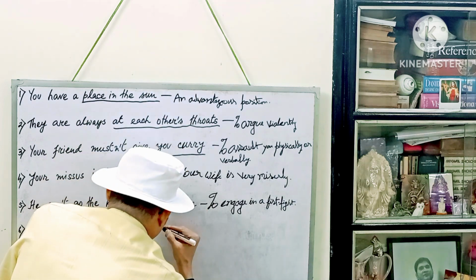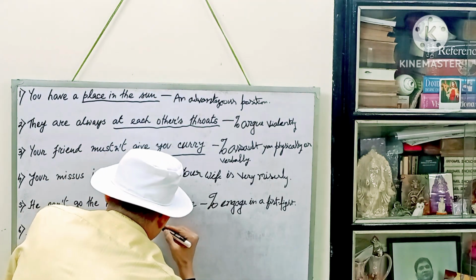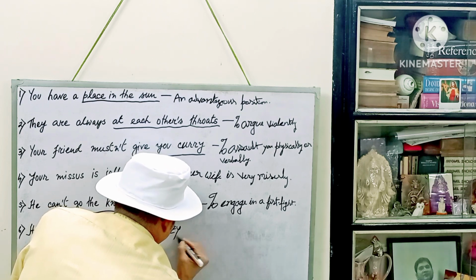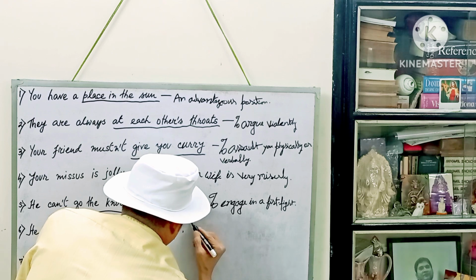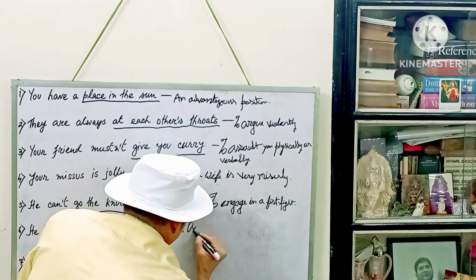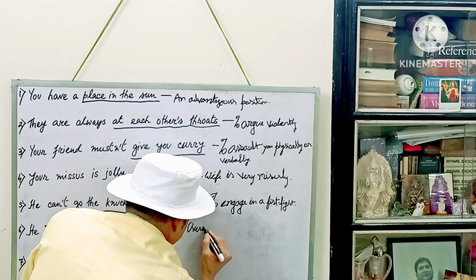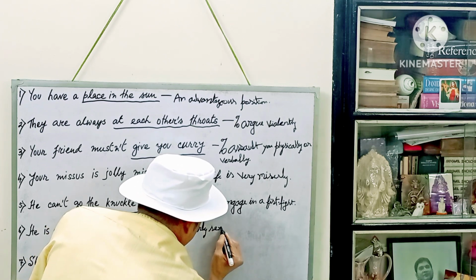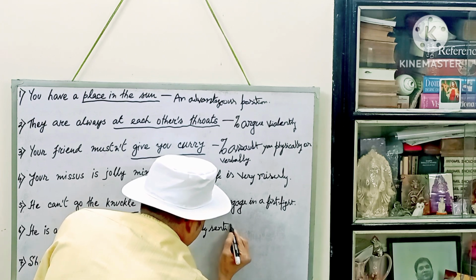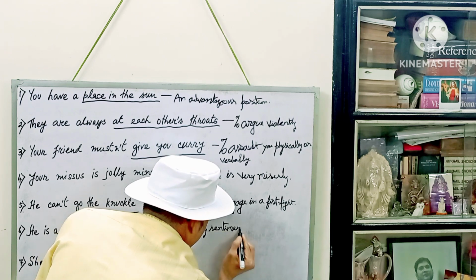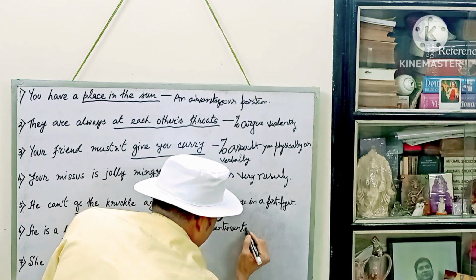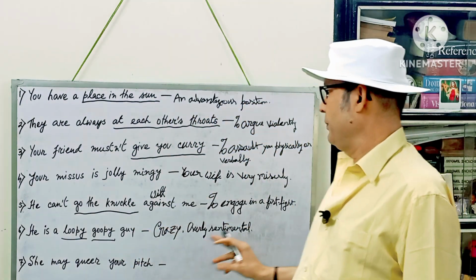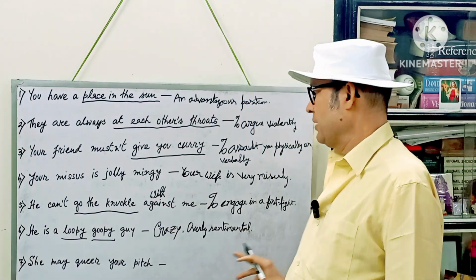Loopy and goopy. I'm writing down the meanings of these two words only. Loopy means crazy, C-R-A-Z-Y, and goopy means overly sentimental, O-V-E-R-L-Y, overly sentimental, S-E-N-T-I-M-E-N-T-A-L. He is a loopy goopy guy means he is a crazy, overly sentimental man.